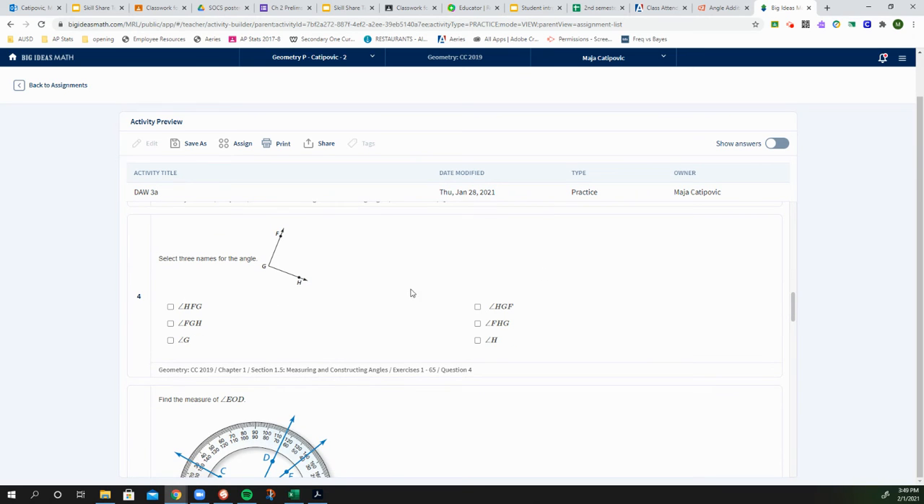Number 4, select 3 names for the angle. So you can go clockwise, you can go counterclockwise, or if it's not attached to another angle, you can just go with the vertex angle. So I'm going to call this angle G. I can't do that if it gets complicated, but if it's just hanging out by itself, angle G is fine.